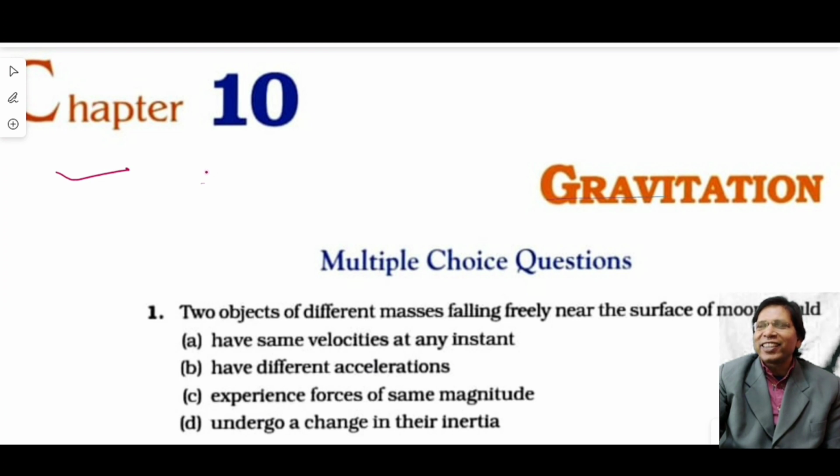Today I will be discussing the exemplar numerical MCQ and short question of gravitation. This is chapter 10 of class 9 science.